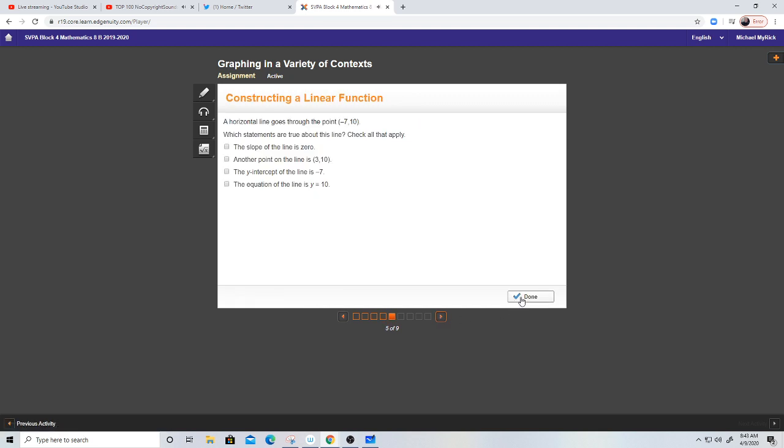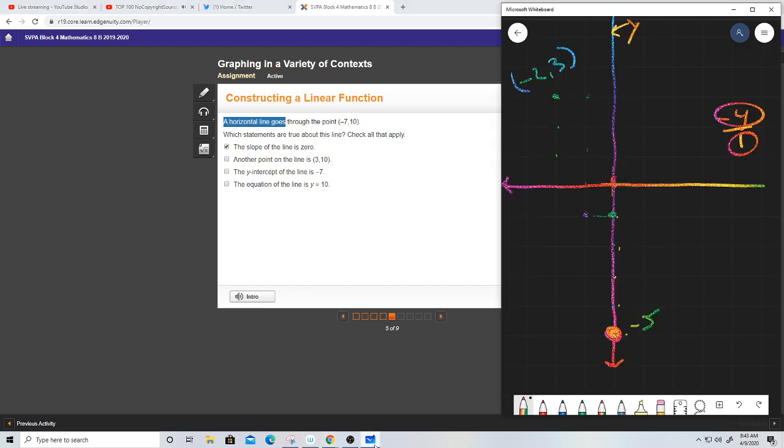Decide which statements are true about the following described. This is still some good learning then. Alright, a horizontal line goes through the point -7, 10. Which statements are true about this line? Alright, so if it's horizontal, it has a 0 slope. Just to remind, horizontal lines like this have 0 slope.